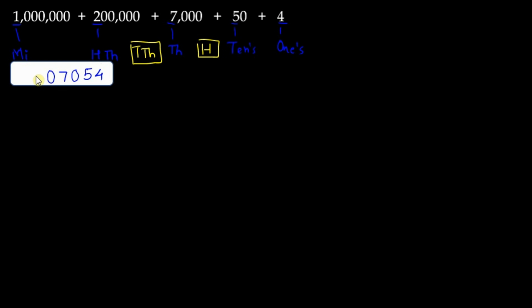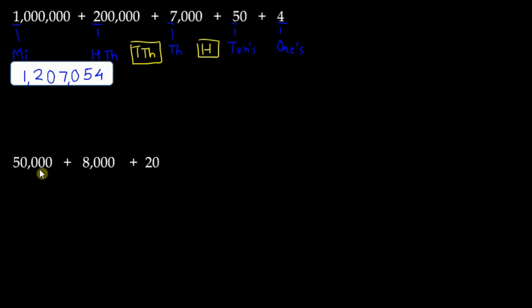And then comes 2 in the 100,000s place. And finally, we have 1 in the millions place. We will put a comma between 0 and 7 to separate ones and thousands period, and between 2 and 1 to separate thousands and millions period. Hence, the standard form is 1,207,054. Let's do one more example in the same way.